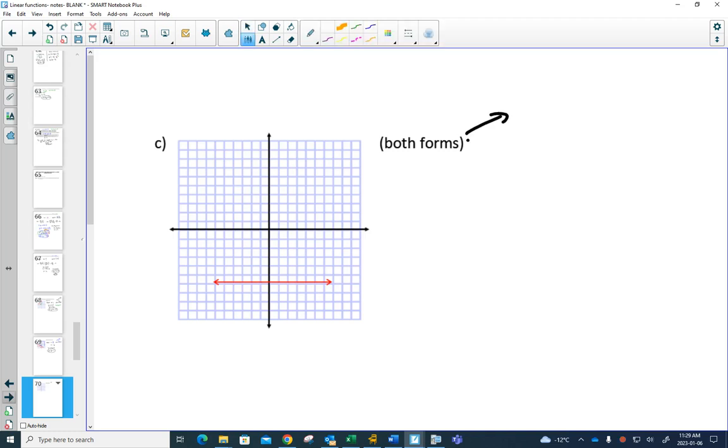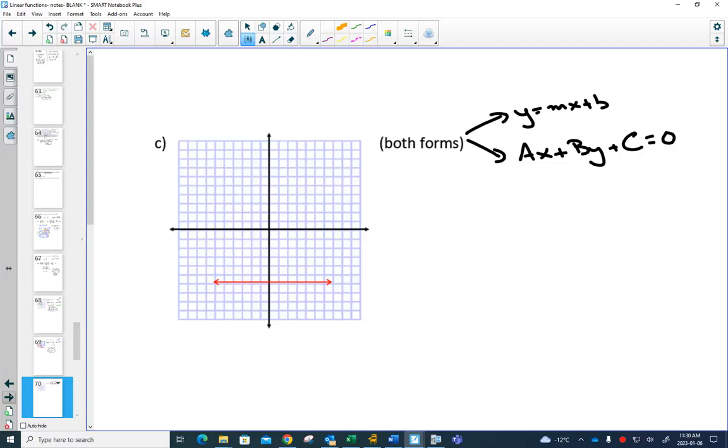This one says both forms. There are 3 forms that we have learned so far, but almost never does a question ask for the point-slope form in the end. So when it says both forms, I would know that they meant y equals mx plus b and ax plus by plus c equals 0.